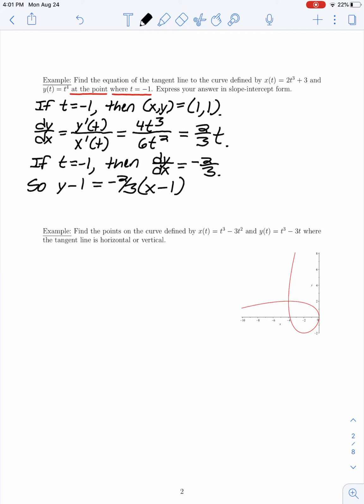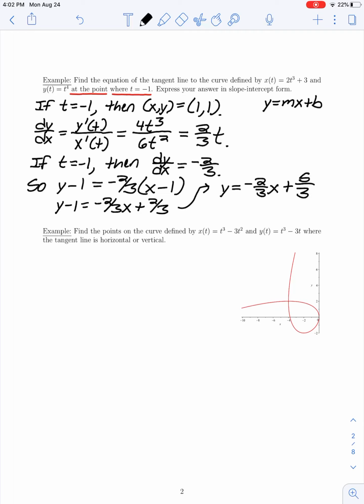Now, in the last part of the problem, we're told to express our answer in slope-intercept form. That is the form y equals mx plus b. So in other words, we just need to solve this equation for y. So simplifying a little bit, we have y minus 1 is equal to -2/3 x plus 2/3. And then adding 1 to both sides, we have y is -2/3 x plus 2/3 plus 1 would be 5/3.